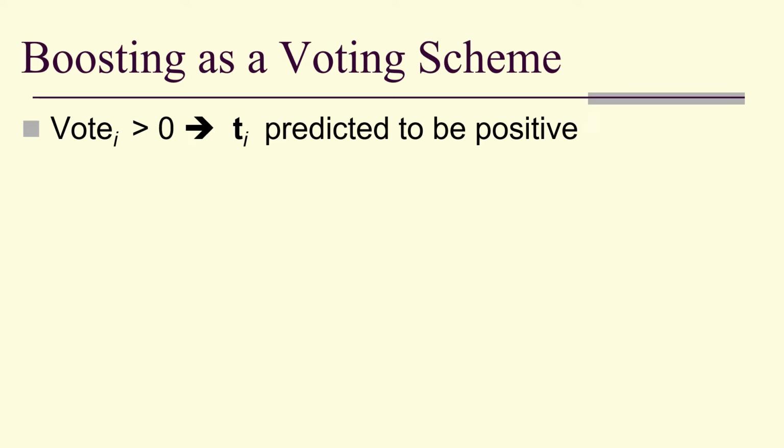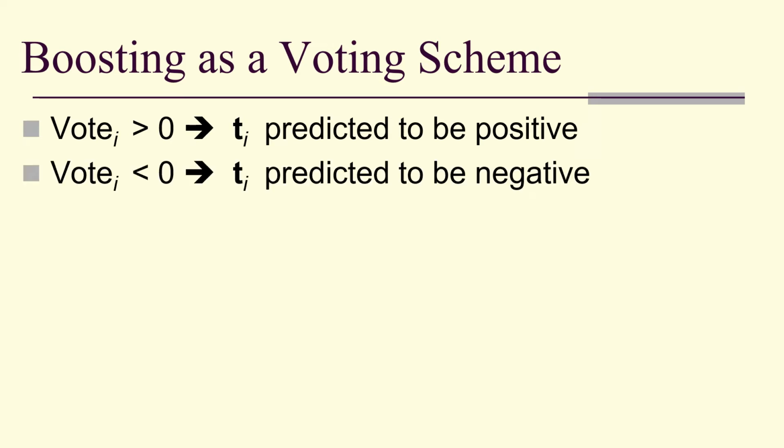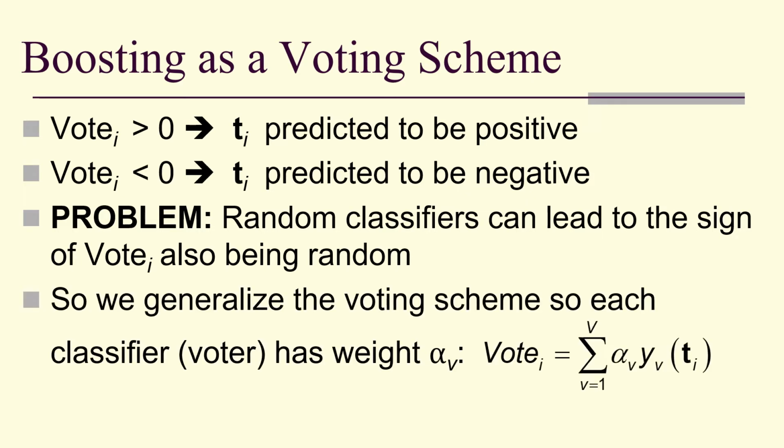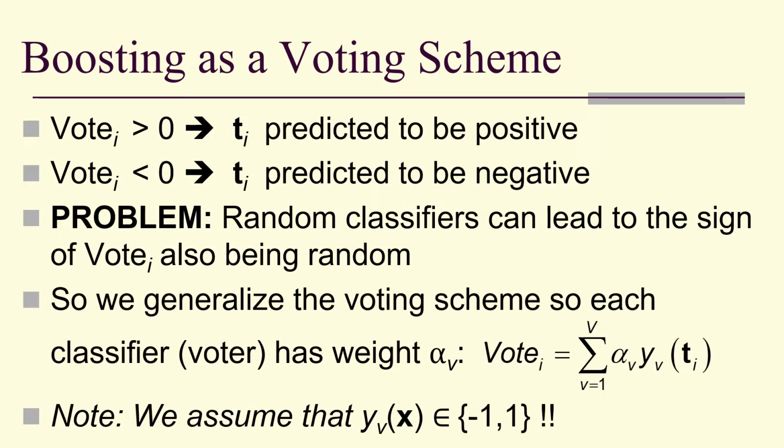So in our voting scheme, if the vote is positive, then we'll predict that the ith observation is positive. If it's negative, we predict the ith observation is negative. However, random classifiers could cause the votes to also be random. So we generalize the voting scheme so that each classifier or voter has a weight, alpha sub v, and they vote with this weight. Remember, these y's are in negative 1, 1.